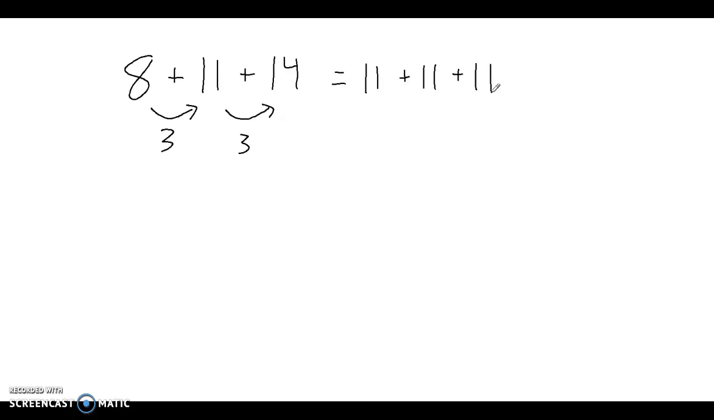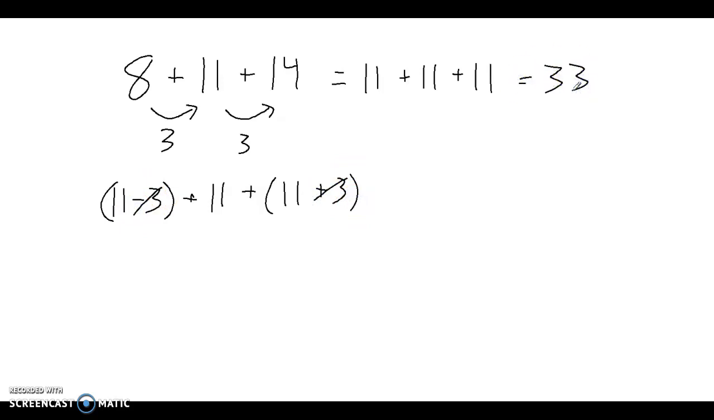Those cancel out. So if you want to write that out very explicitly, you can say we're adding 11 minus 3 and 11 plus 3. So of course the minus 3 and the plus 3 cancel, and you just end up with 3 11s, which by the way is 33. I'll go ahead and write that down.